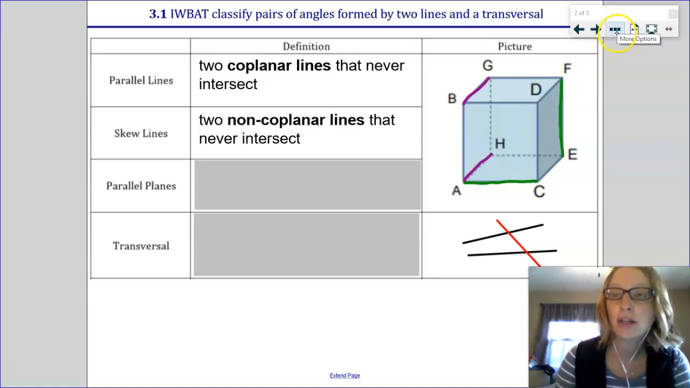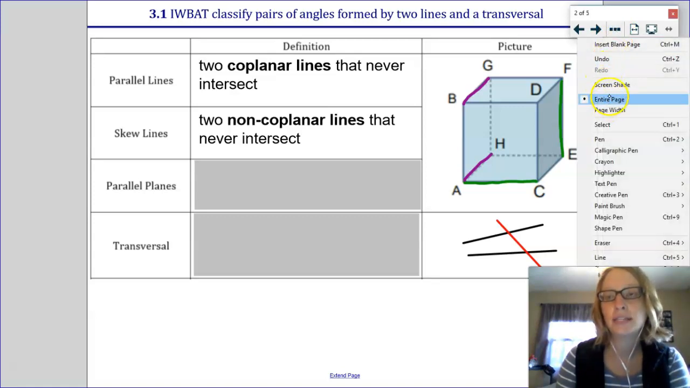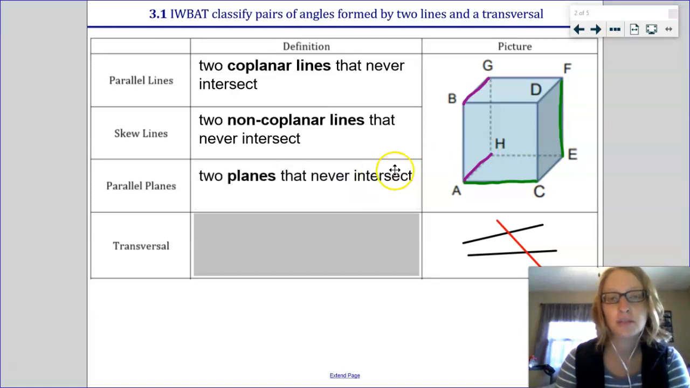Next, let's look at parallel planes. So different from parallel lines, where I'm just looking at two line segments in the box, parallel planes are two entire flat surfaces of the box. So they're two planes that are never going to intersect.